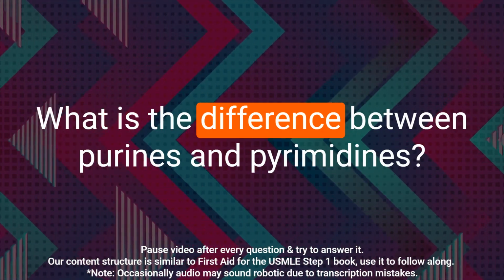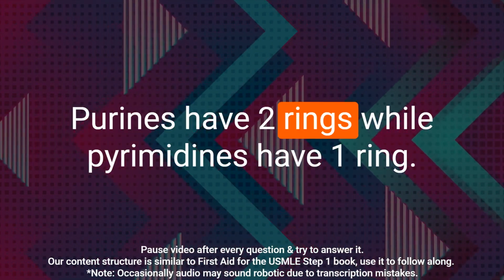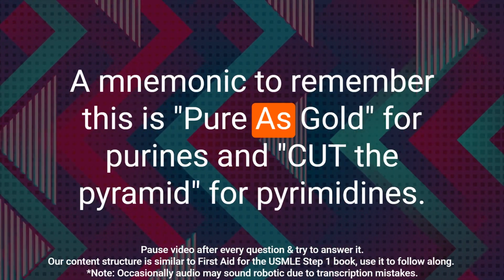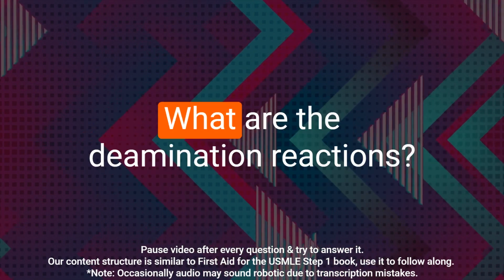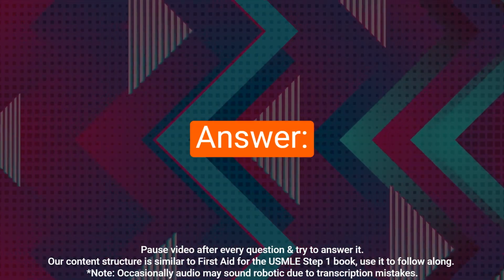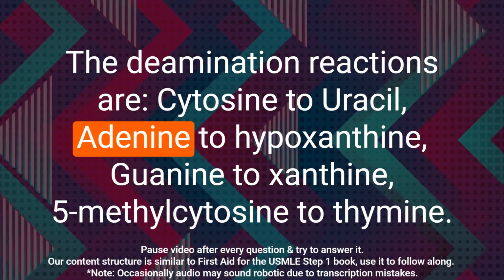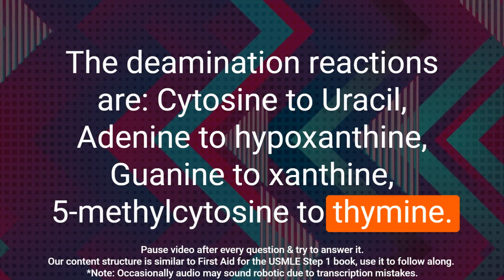Question: What is the difference between purines and pyrimidines? Answer: Purines have 2 rings while pyrimidines have 1 ring. A mnemonic to remember this is "pure as gold" for purines and "cut the pyramid" for pyrimidines. Question: What are the deamination reactions? Answer: The deamination reactions are cytosine to uracil, adenine to hypoxanthine, guanine to xanthine, 5-methyl cytosine to thymine.